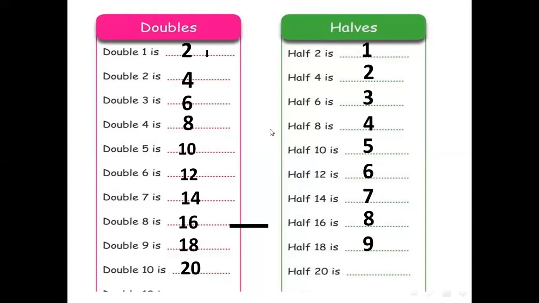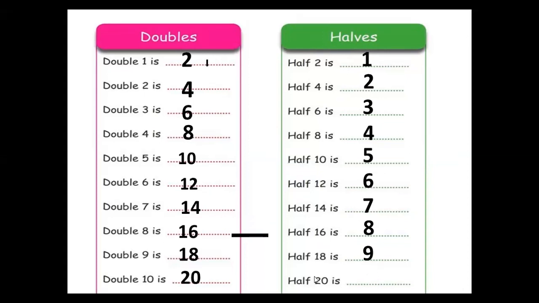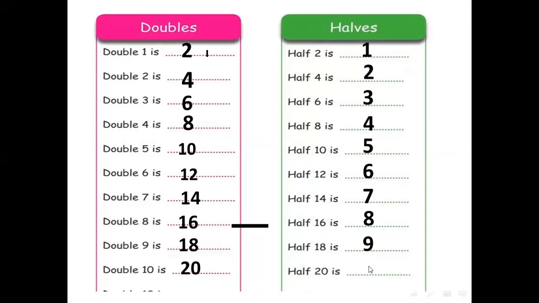The last one here. Half of 20. Who can do this? Jessie, can you hear me, honey? Yeah. Okay, the last one here. Half of 20 is? 10. Good job. Excellent. Half of 20 is 10. Thank you, Jessie. Good job, KG, all of you.